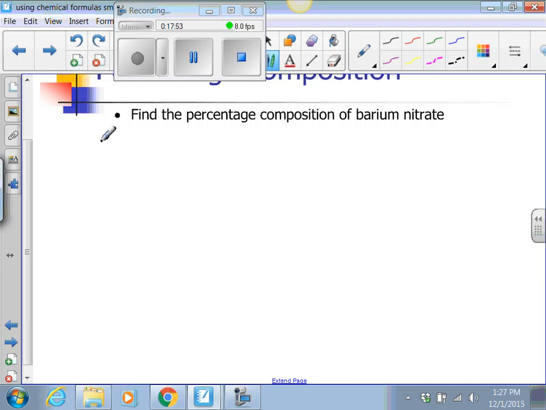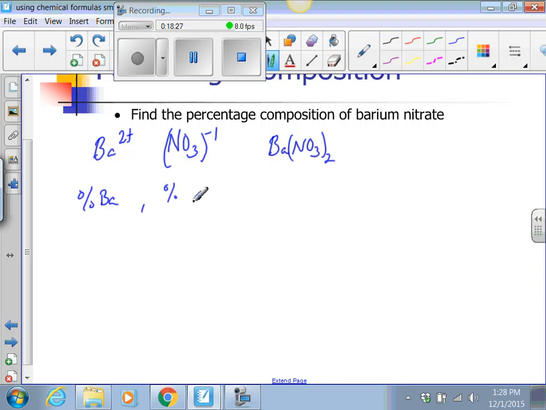Percentage composition of barium nitrate. Barium, positive 2 charge, nitrate, negative 1 charge. So the formula should be Ba(NO3)2. So find percentage barium, percent nitrogen, and percent oxygen.